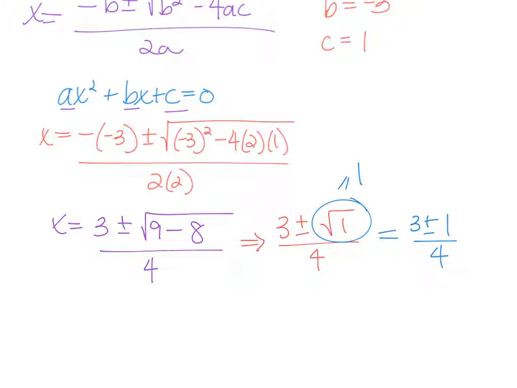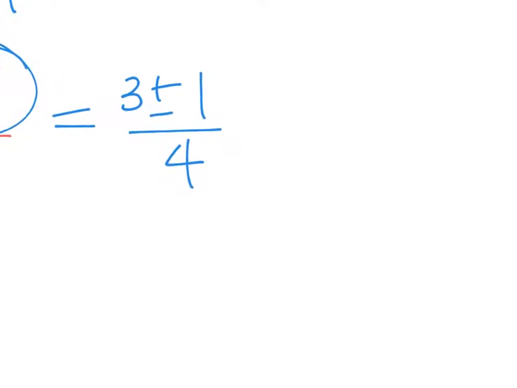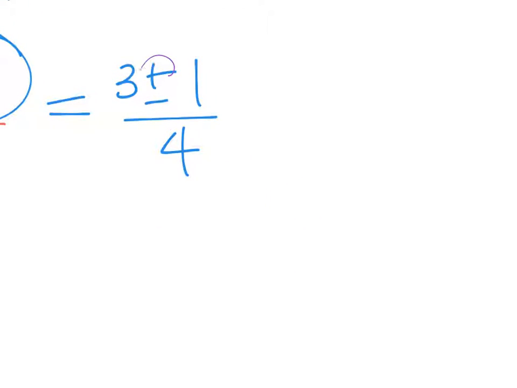Now, like we talked about in class, there is kind of something we still have to do. This plus or minus, this means there are two equations, okay? So there's two equations to this, meaning I have to split it up. I'm going to have 3 plus 1 over 4 for one section, 3 minus 1 over 4 for another section.